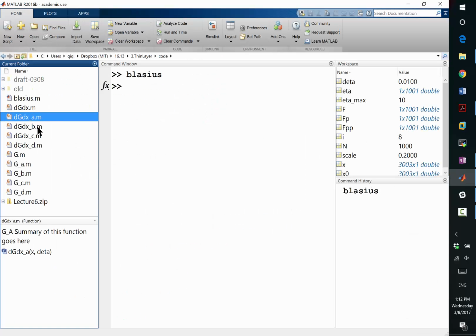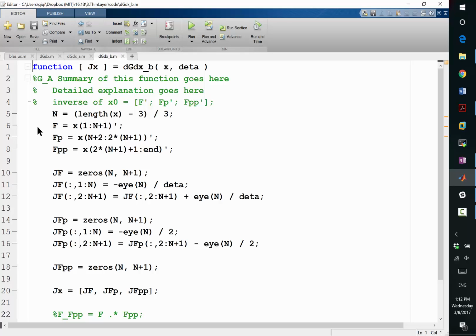Actually, let's start not with A. A is the most complex one. So let's start with B. Let me actually draw this. So instead of zeros, if I have a solution that is Blasius, and I have a solution later on that is also Blasius, I'm going to change all the zeros to sparse.